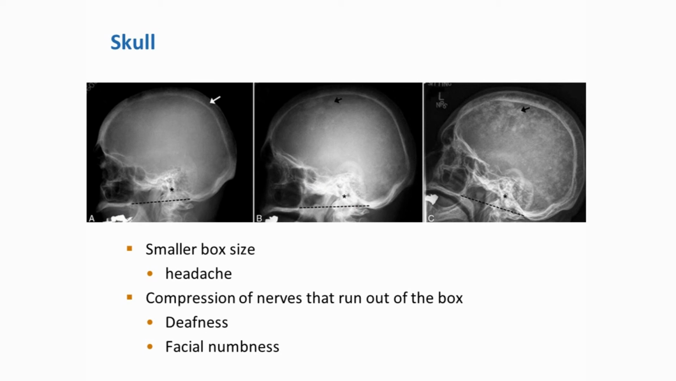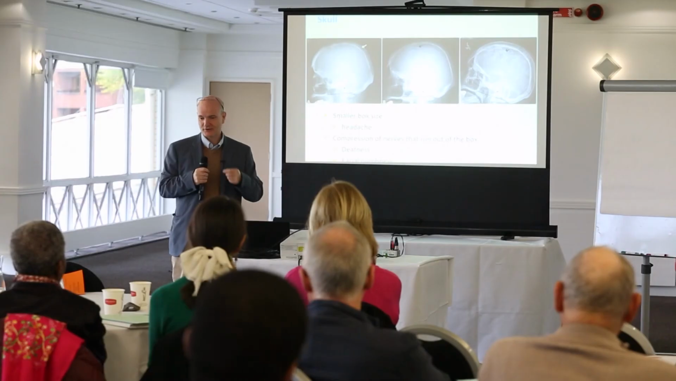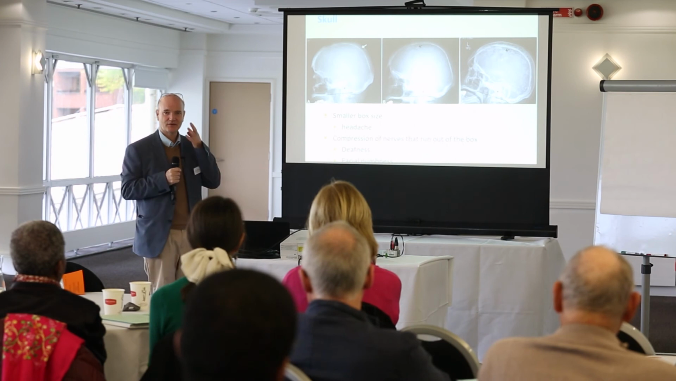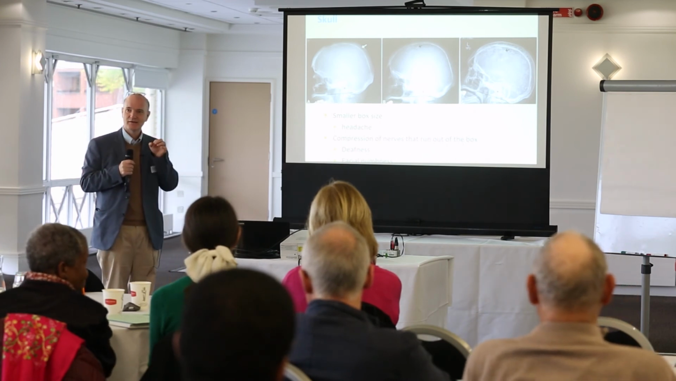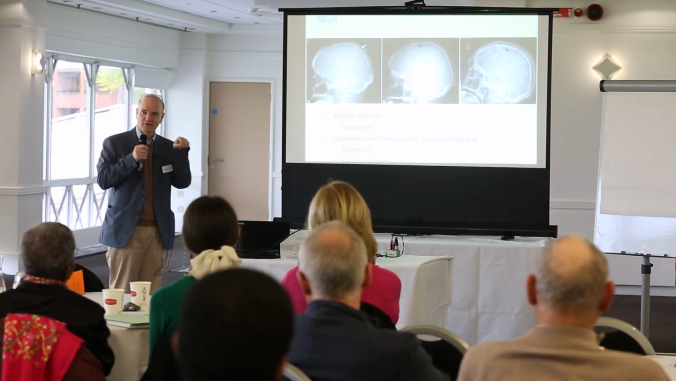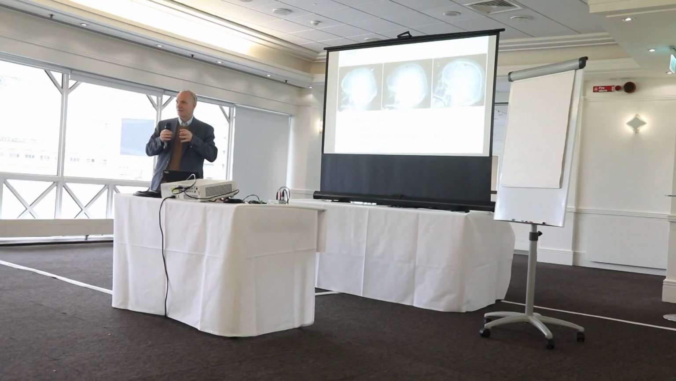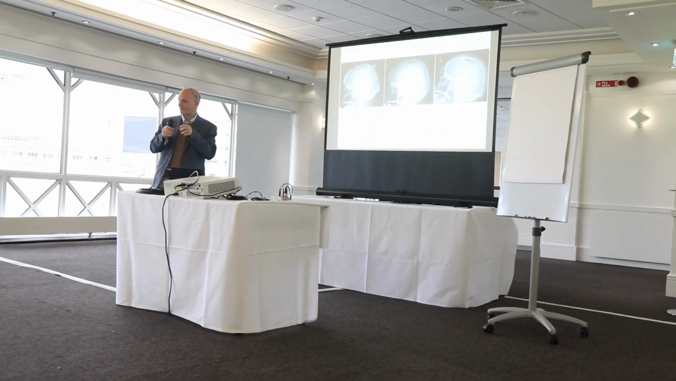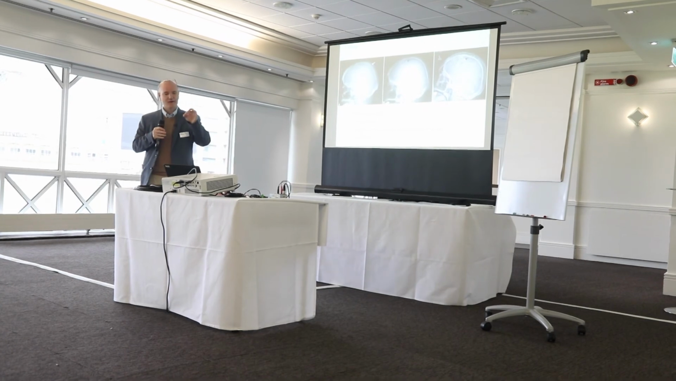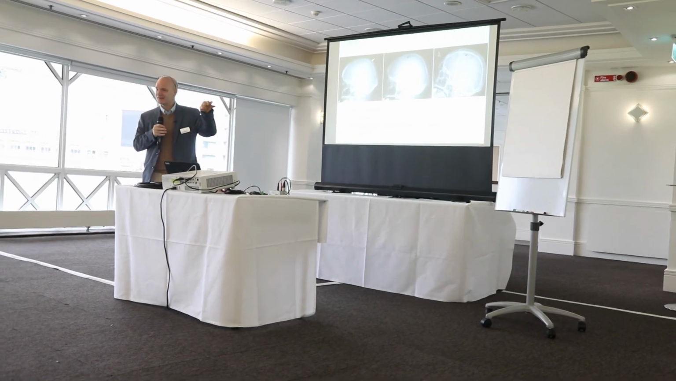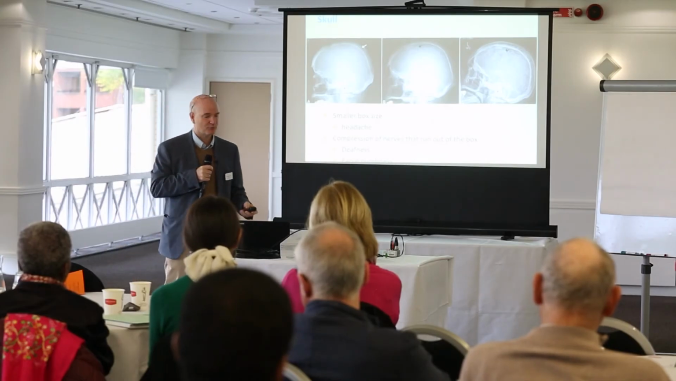You can also get compression of the nerves that run out of the box, so the nerves for hearing, the nerves for skin sensation over the face, they all come out of little holes in the bone, and if the bone is abnormal, as I mentioned before, it gets bigger as well, and that makes things tighter. And that's where you get the nerve compression.